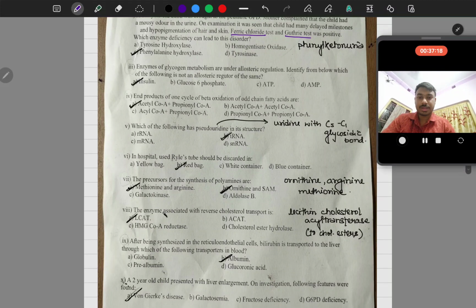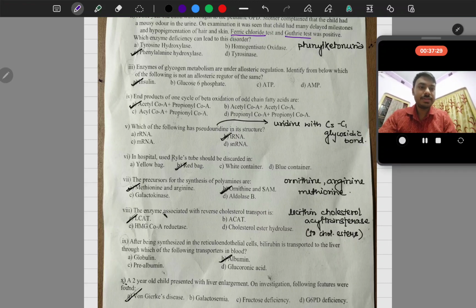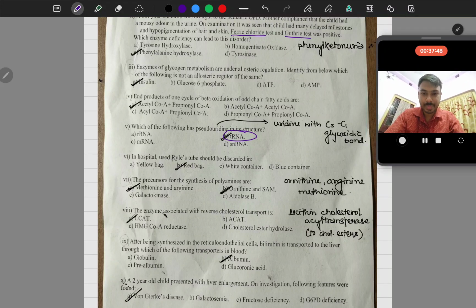Now the next question is: which of the following has pseudouridine in nature? What is pseudouridine? Pseudouridine is uridine with a C5 and C1 glycosidic bond present, which is a little bit of a different structure from uridine at all, and it can be present in RNA, tRNA, mRNA, all, but in most concentration in tRNA it is present. So out of these four, I would rather suggest the answer will be tRNA.